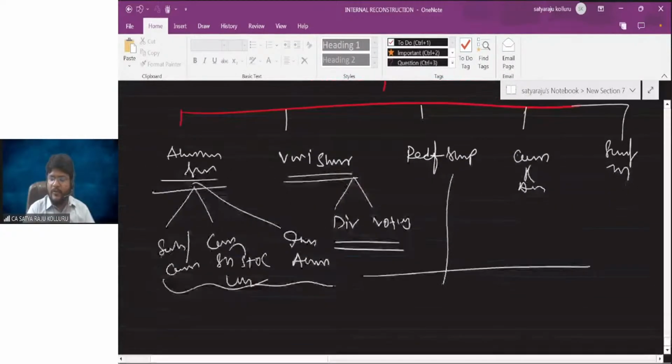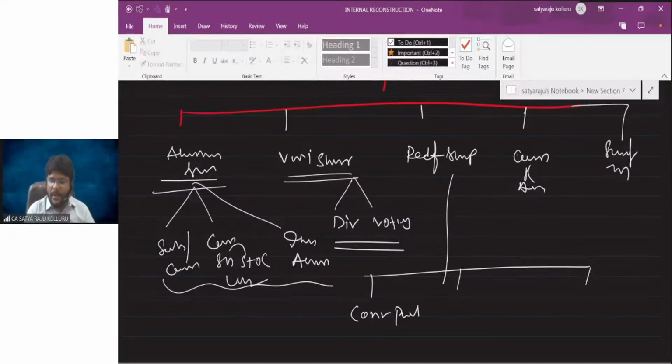But coming to reduction of share capital, we've seen three different situations. Reduction through conversion of partly paid up shares into fully paid up shares. Reduction through payment of a certain paid up value. Reduction through a sacrifice made by the shareholders.